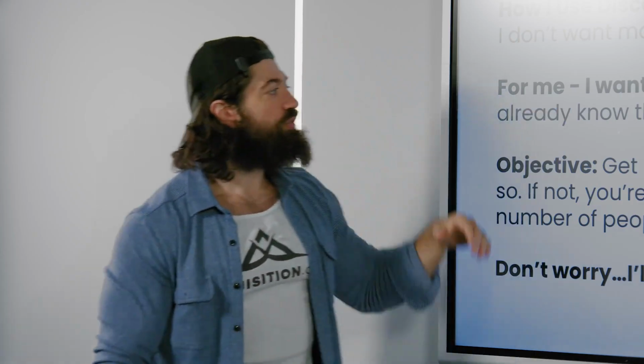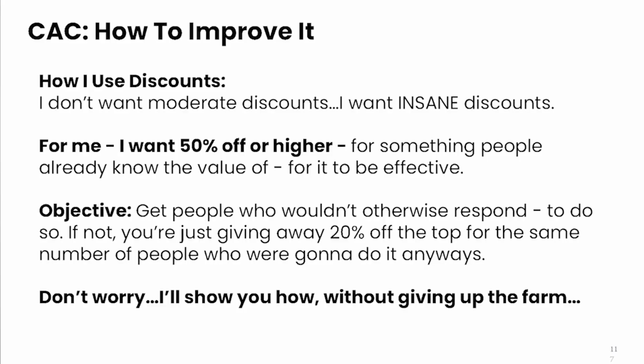All right. And so for me, if I'm going to do discounts, I want 50% or higher for something that people already know the value of for it to be effective. Now, the objective here is to get people who wouldn't otherwise respond to do so. If you're giving away 20% off the top for the same number of people, you just lose money. The same number of people reply at 10 or 20% off, you're just losing a ton of profit.